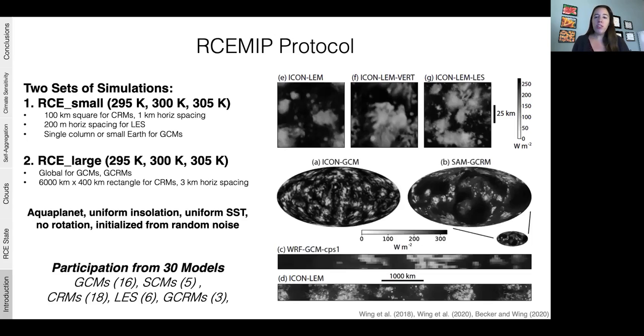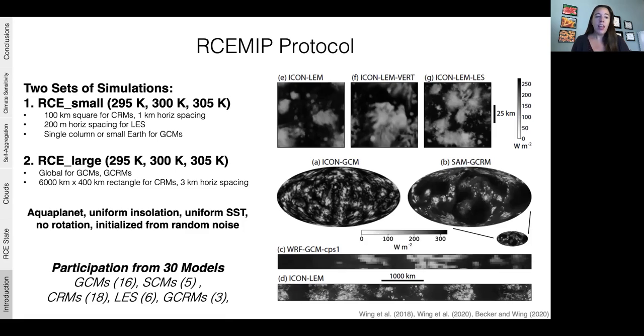We also then have a large domain set of simulations, which is the global domain for GCMs and GCRMs, the latter of which are run on reduced Earth radii, or a 6,000 by 400 kilometer rectangle with 3 kilometer grid spacing for the cloud resolving models. We also have a suite of WRF simulations, which run using GCM-like resolution and column physics, but on the rectangular domain.